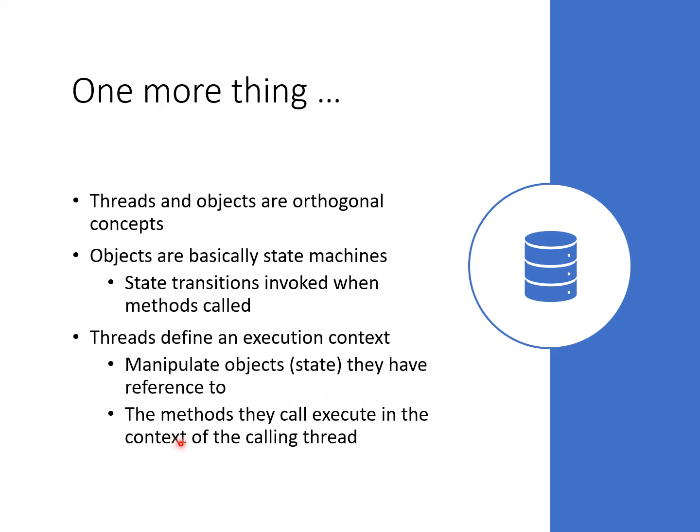So when a thread calls a method of an object, that method executes within the context of the calling thread. If you think about it in terms of operating systems, each thread has a call stack, and when it makes a call to a method in an object, that method is actually put on the stack of the calling thread. Multiple threads can call the same method in the same object, and all of those method calls will be managed on the individual stacks of each thread.